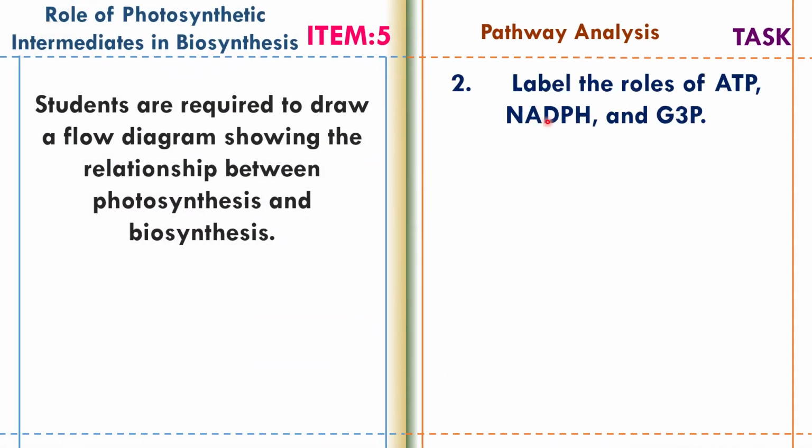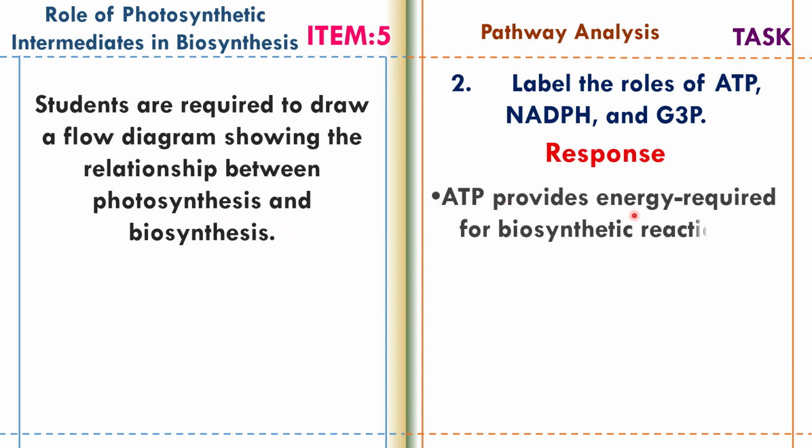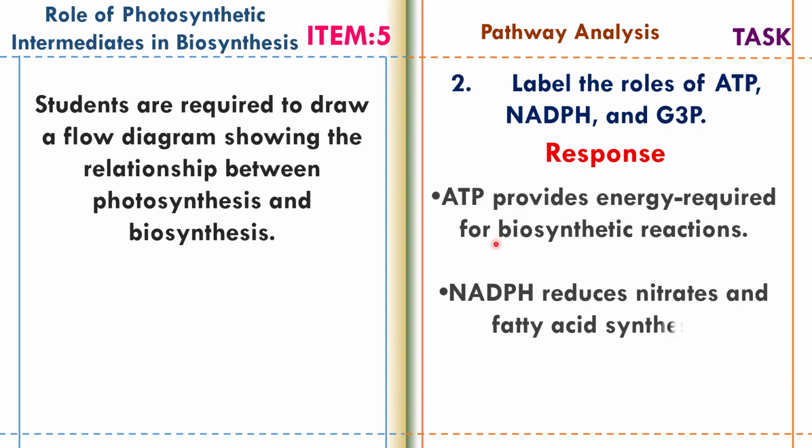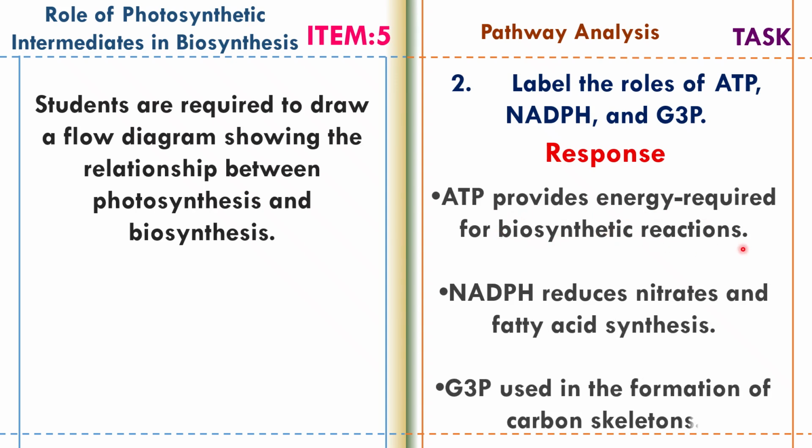Label the role of ATP, NADPH, and G3P. ATP provides energy required for biosynthetic reactions. NADPH reduces nitrates and is used in fatty acid synthesis. G3P is used in the formation of carbon skeleton.